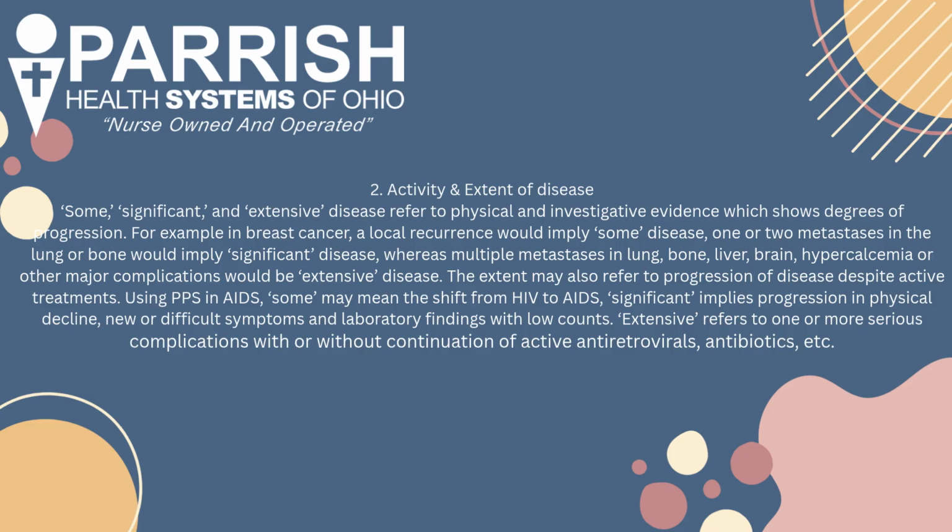Activity and extent of disease. Some, significant and extensive disease refer to physical and investigative evidence which shows degrees of progression. For example, in breast cancer, a local recurrence would imply some disease. 1 or 2 metastasis in the lung or bone would imply significant disease, whereas multiple metastasis in lung, bone, liver, brain, hypercalcemia or other major complications would be extensive disease. The extent may also refer to progression of disease despite active treatments.